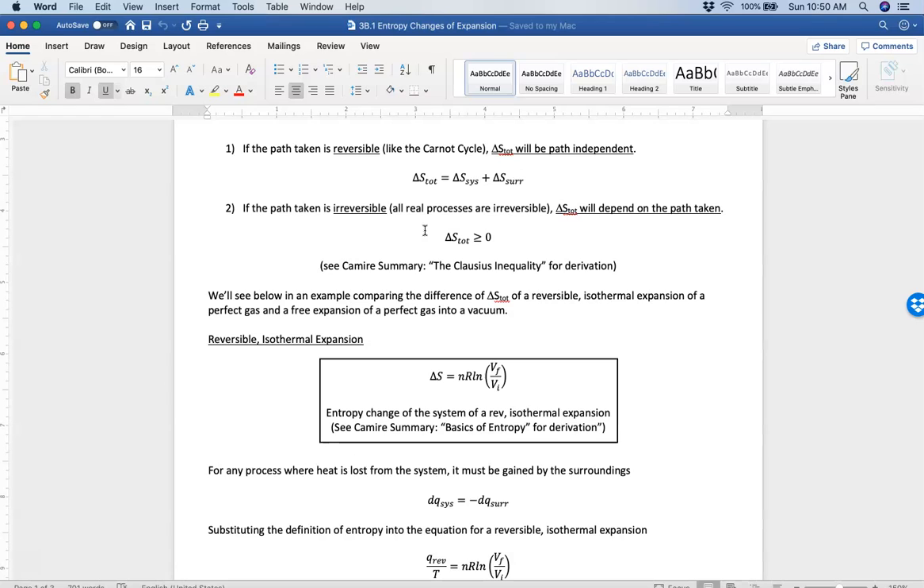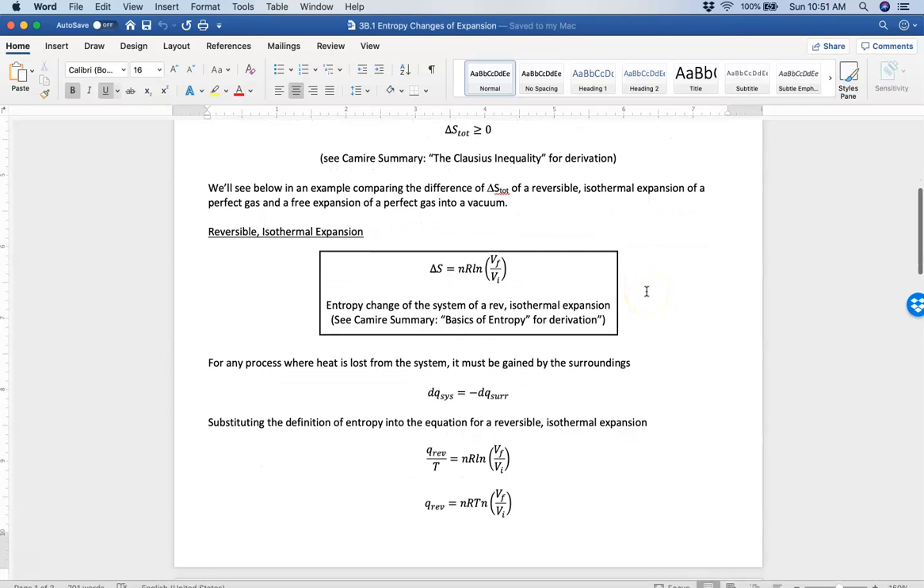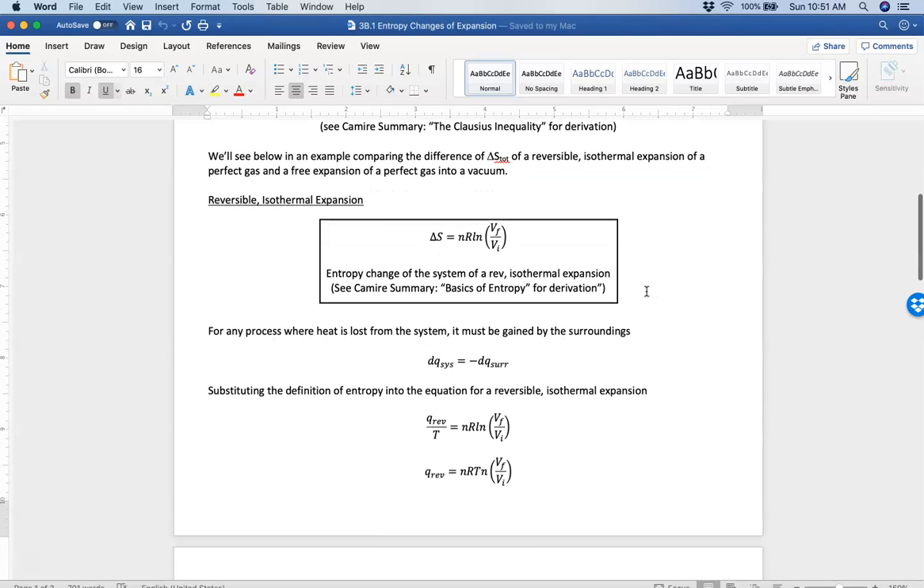processes are irreversible. And because, when we looked at this with the Clausius inequality, we know that the delta S total, or the change in entropy of the universe, for a spontaneous process to occur, has to be greater than or equal to 0. If you want a refresher on the derivation of that, you can look at the summary that I've uploaded to EC Learn on the Clausius inequality. But it's telling us that for any spontaneous process, the change in entropy of the universe has to be greater than 0. If the change in entropy of the universe is equal to 0, that means the process is actually at equilibrium, right?